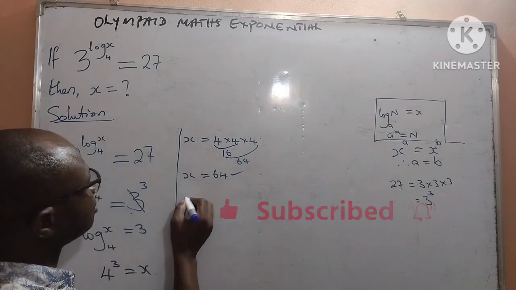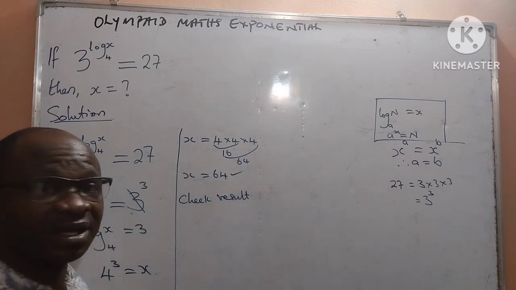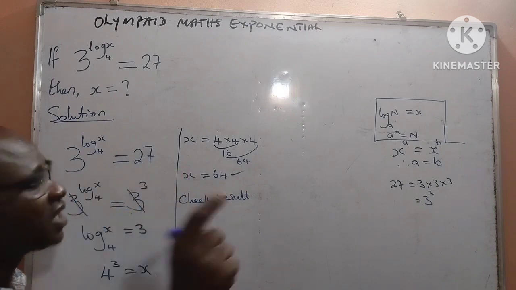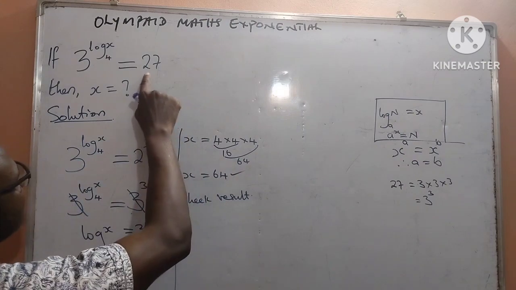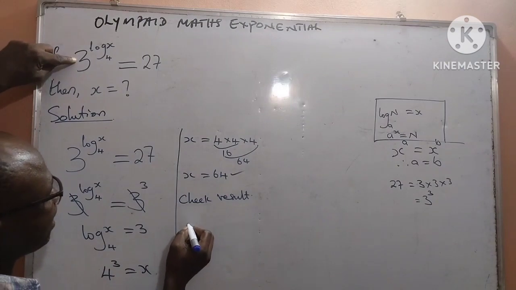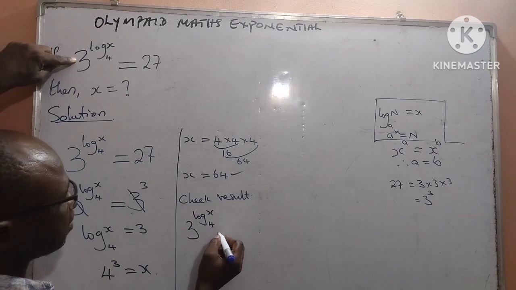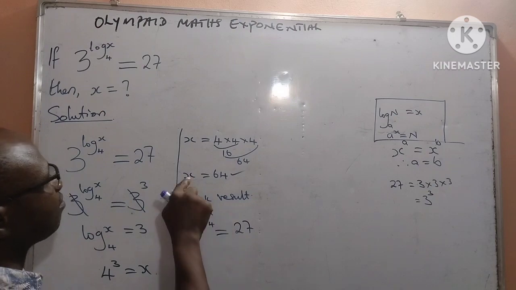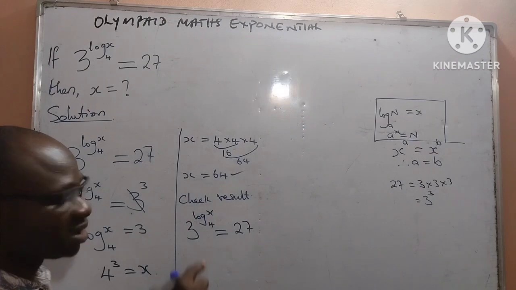Next step, we want to check the result. Because we have gotten x, we want to put the value of x into the original question to see if it will give us exactly what we have on the right hand side. Therefore, we have 3 raised to log of x base 4. We are told that this is equal to 27. Now, my x is 64. I will substitute x in this question.